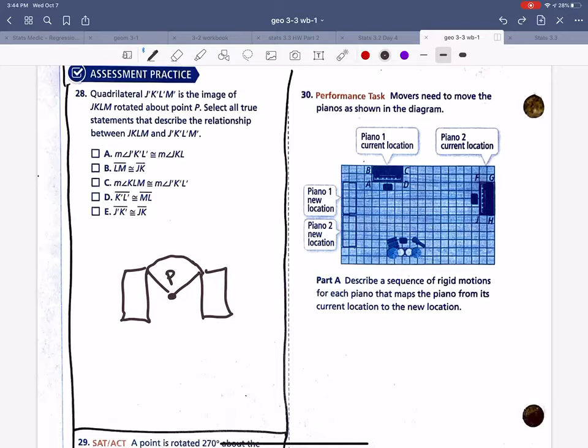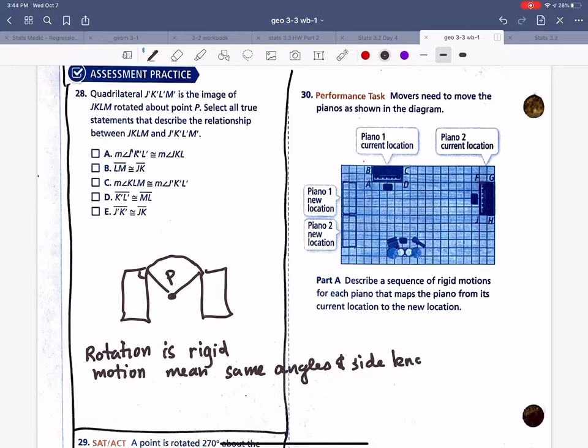Now it says, what would be true? Select all the true statements. Would angle J, K, L prime be the same? Well, for one, we know rotation is rigid motion. I can move it down, I can flip it over. So rotation is rigid motion, which means the angles inside are the same angles and side lengths.